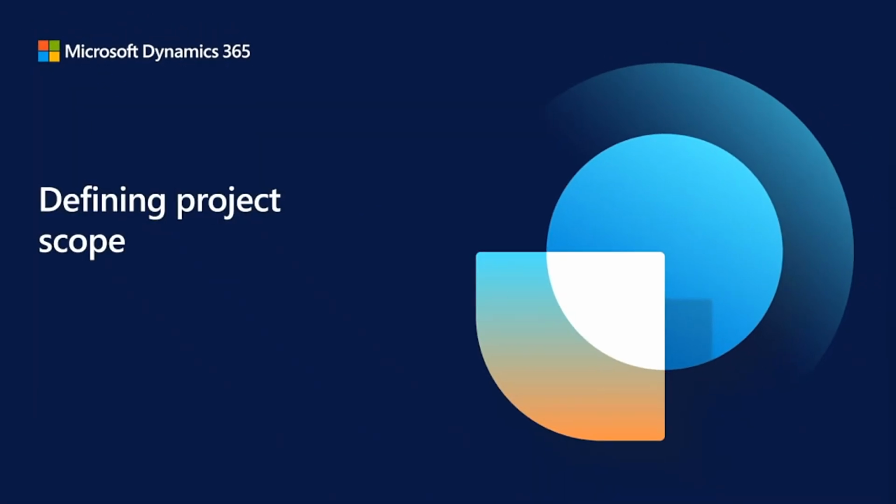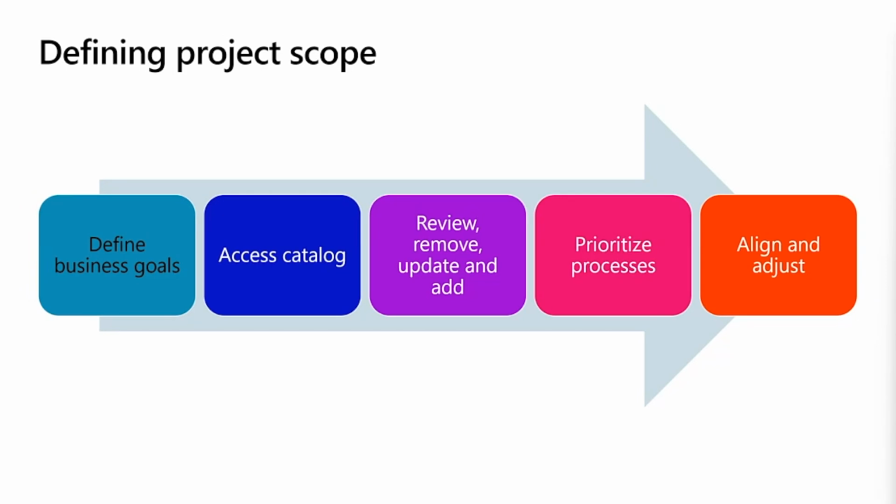So let's switch gears and talk a little bit about how we define the project scope. We've broken the process of defining your project scope down into 5 basic steps. Step 1 is defining those business goals, which is what we just talked about. Again, we recommend that you add that as a column and preferably create a pick list that you can map to at least level 2 of the catalog.